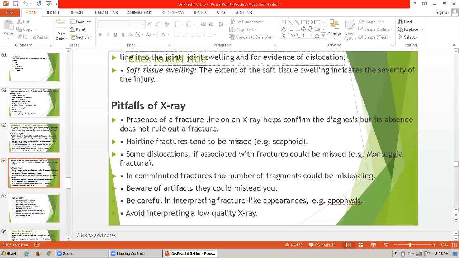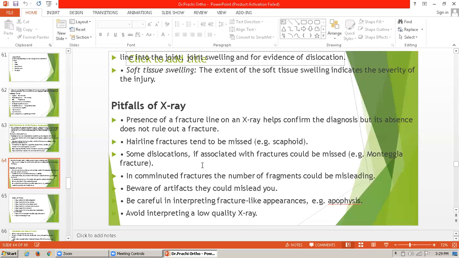In comminuted fractures, the number of fragments could be misleading. Be aware of artifacts, they could mislead you. Be careful in interpreting fracture-like appearances, for example, apophysis, and avoid interpreting a low quality X-ray. So X-ray is helpful for the diagnosis of a fracture, but its absence does not rule out a fracture.